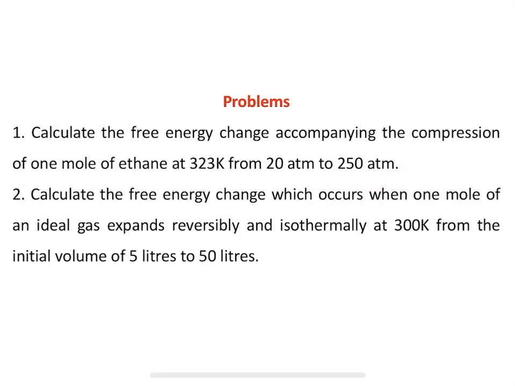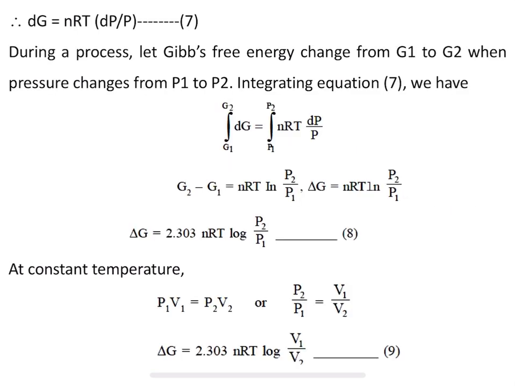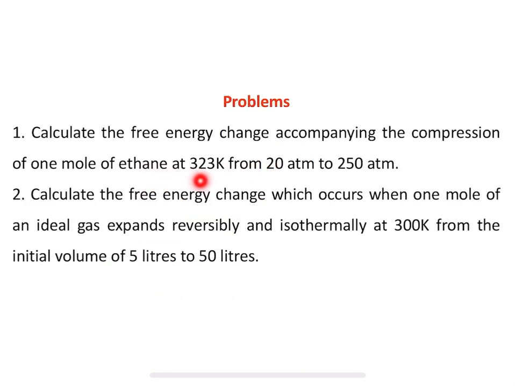This is the question, and here he has asked us to calculate the free energy change. Change in free energy means delta G, so he is asking us to calculate delta G. And what information has he given? The compression of 1 mole of ethane gas takes place at 323 Kelvin from 20 atmosphere to 250 atmosphere pressure. That means here he has given the temperature and he has also given the pressure.